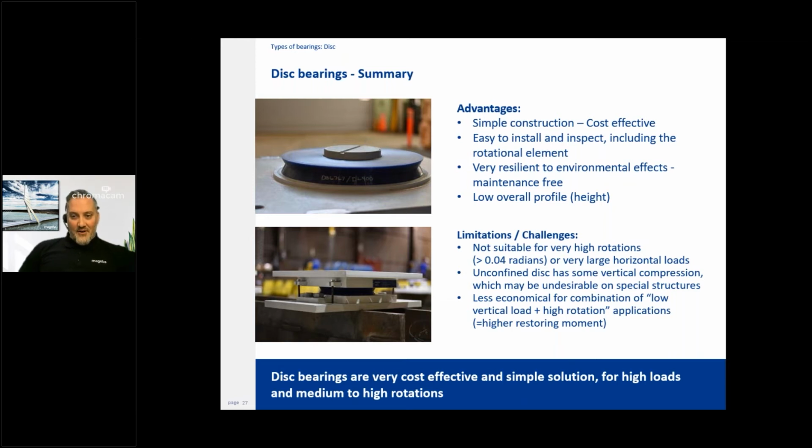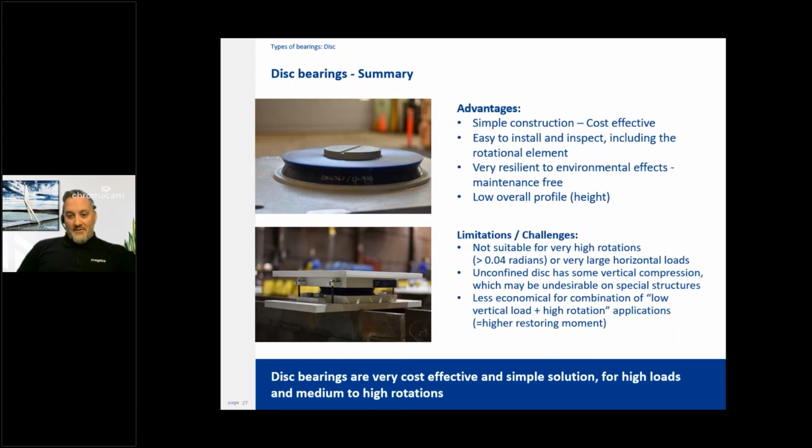Disc bearings are quite simple and therefore cost effective in terms of construction. They're easier to inspect because the disc is visible, so you can see the crucial part during inspection. They're resilient to the environment because, again, this disc is a polymer that is designed specifically for that. And then typically they have quite a low height.